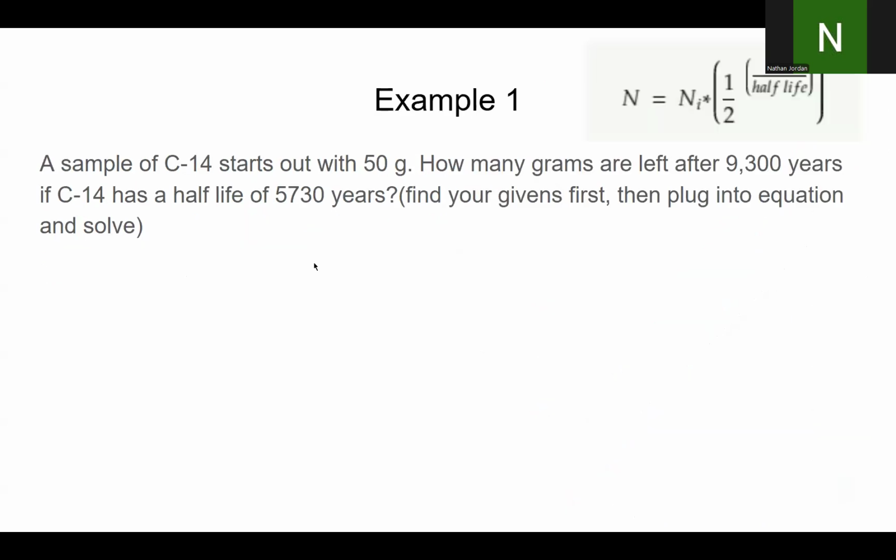So how does this work? If we're talking about carbon dating, let's say a substance starts at 50 grams. How many grams are left after 9,300 years if carbon-14 has a half-life of 5,730 years?